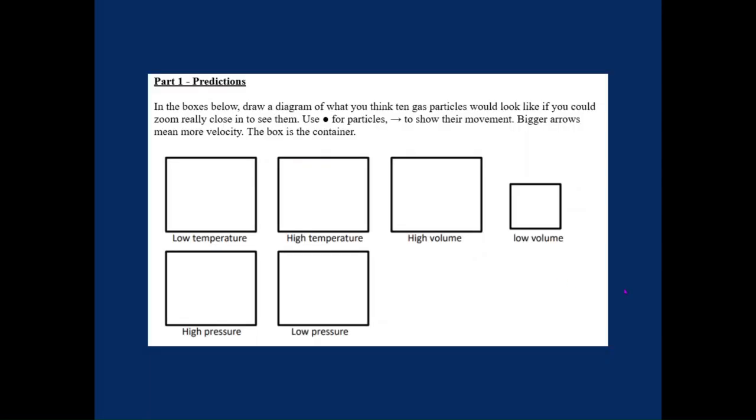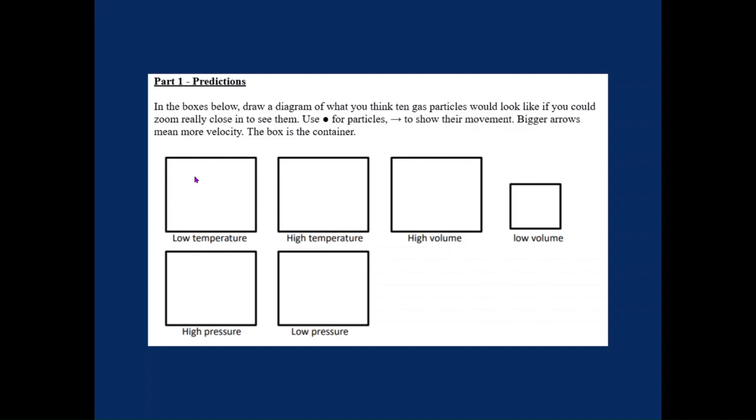So the first part of your assignment today is to make some predictions. In science, we make predictions based on what we know. This is an important part of being a scientist and doing science. You are going to draw in these boxes what you think 10 gas particles would look like if you could zoom in super close and actually see them. So you're going to draw 10 little particles. You can just use dots like this, and then you're going to draw arrows next to each of them to show their movement. Bigger arrows mean more velocity, or speed is another way to think about velocity. And the box is the container.